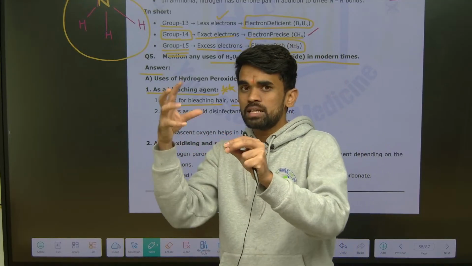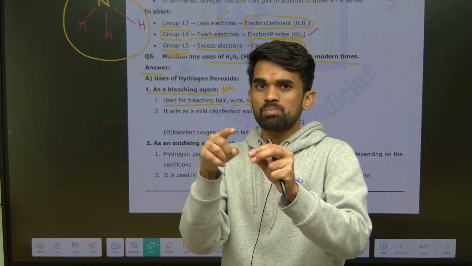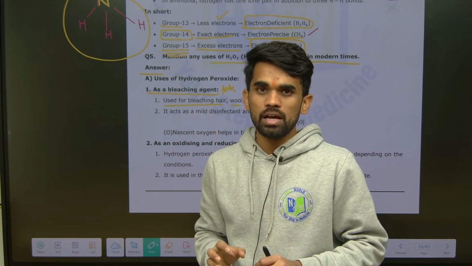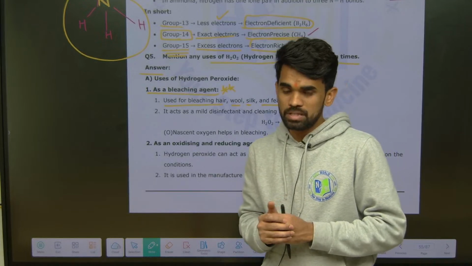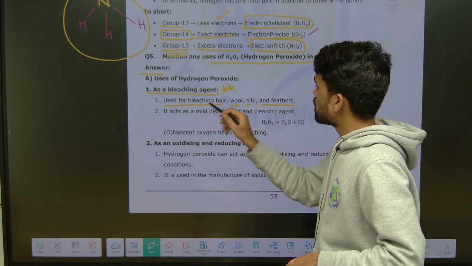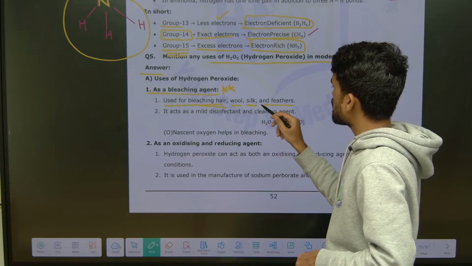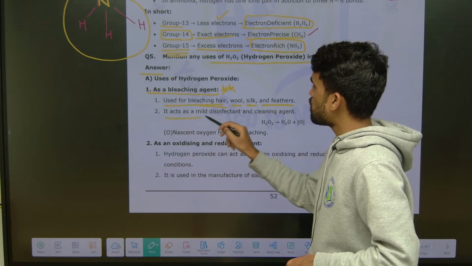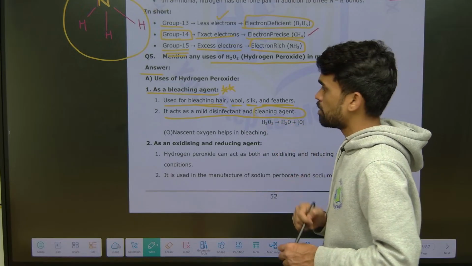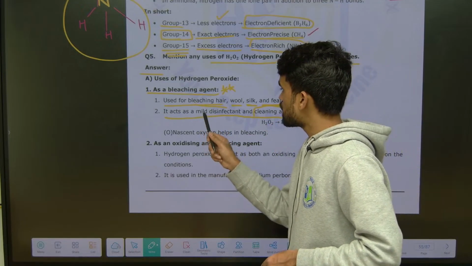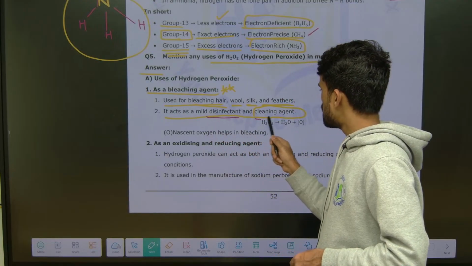Now what happens, that hydrogen peroxide converts black color into golden brown or golden yellow color. So that is nothing but the bleaching purpose here. It is used for bleaching of hair, wool, silk, feathers. It can act as a mild disinfectant also, and it can be used as a cleaning agent. So hydrogen peroxide can act as a disinfectant and a cleaning agent.